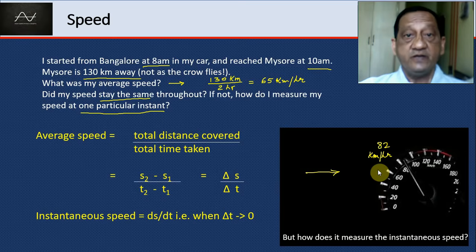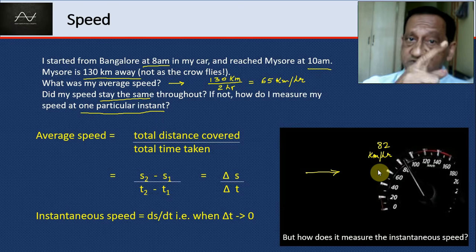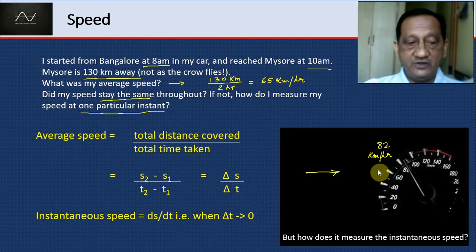It means if I go at this same speed for 1 hour, then I will cover 82 kilometers. But he's not waiting for 1 hour to tell me the speed, right? He's telling me the speed from instant to instant. So, how do we measure this instantaneous speed?